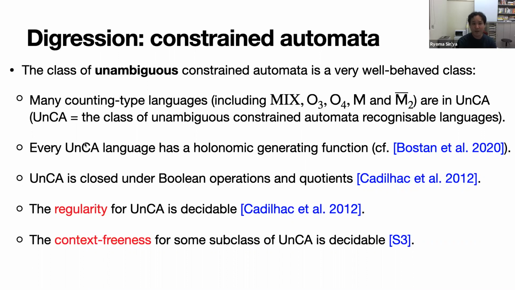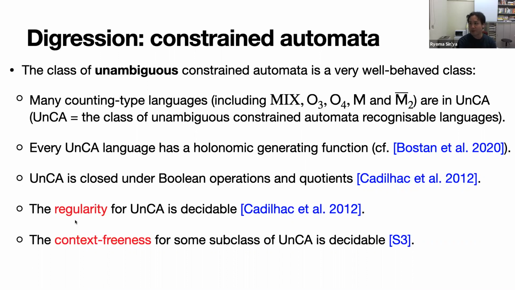And ANCA languages have a very good structural property, which was recently shown by Bostan et al. in their ICALP paper: ANCA languages have a holonomic generating function. A holonomic generating function is some kind of generalization of an algebraic generating function. And the class ANCA has very rich closure properties and good decidability properties. So surprisingly, regularity is decidable for this class.